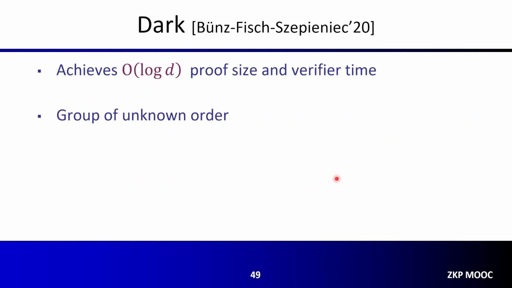Finally, the last paper I want to mention is this Dark paper by Bünz, Fisch, and Szepieniec in 2020. So this paper also achieves strictly order of log d proof size and verifier time. And in fact, the scheme I described for polynomial commitment based on Bulletproofs in the previous slides is actually inspired by the construction in this paper. So this is also a very important paper in the literature. And the key idea is also delegating some of the verifier's computation with linear time to the prover side using some prior protocols. And the cryptographic primitive this paper works on is a group of unknown order.